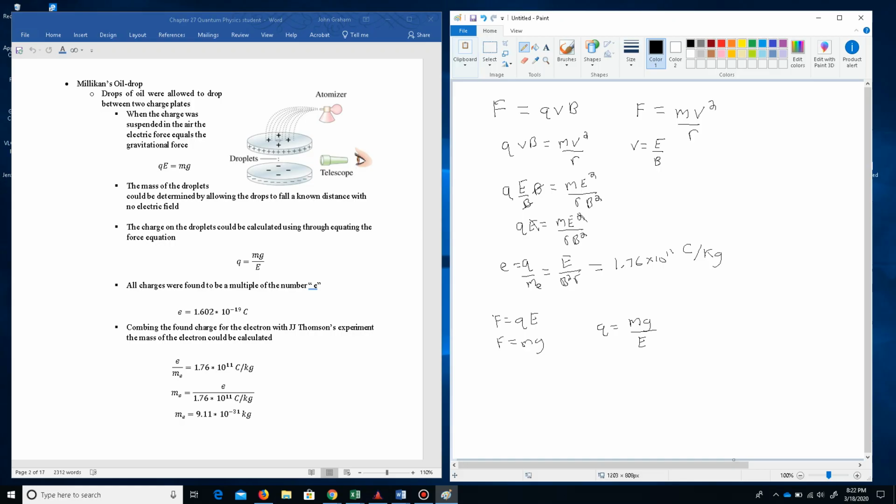And then once they had the charge of electron, they put it into Thomson's charge to mass ratio and were able to calculate then the mass of an electron.